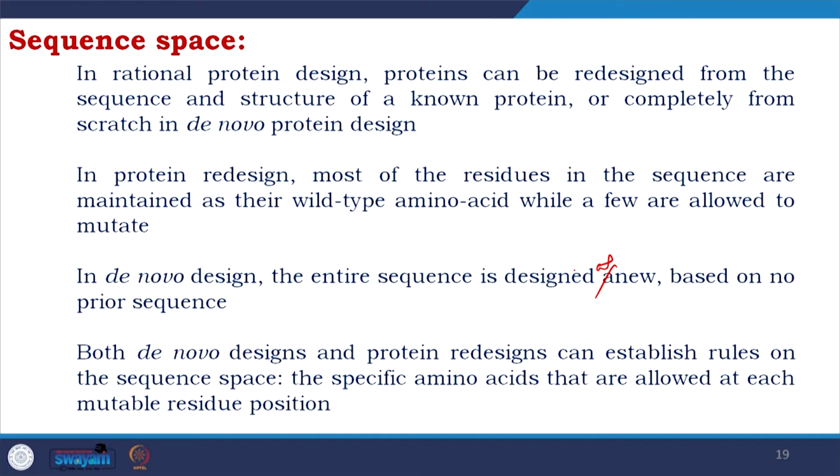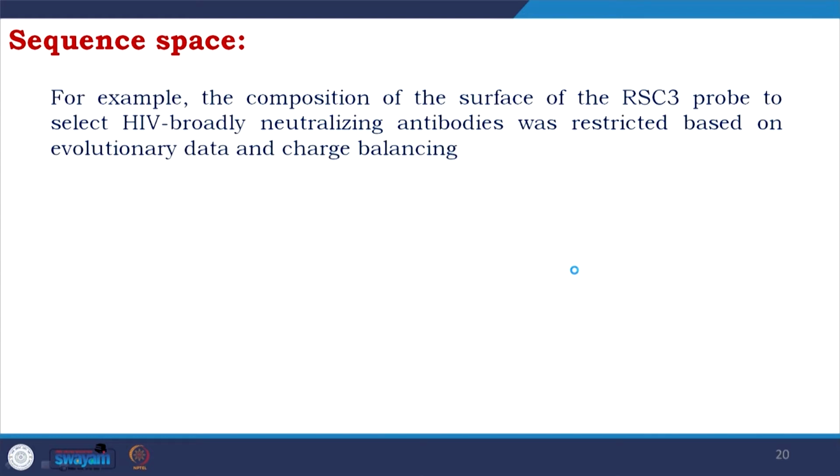So, one is de novo and another is redesign, as we talked about. Both de novo design and protein redesign can establish rules on the sequence space, the specific amino acids that are allowed at each mutable residue position. For example, the composition of the surface of the RSC3 probe to select HIV broadly neutralizing antibodies were restricted based on evolutionary data and charge balancing.